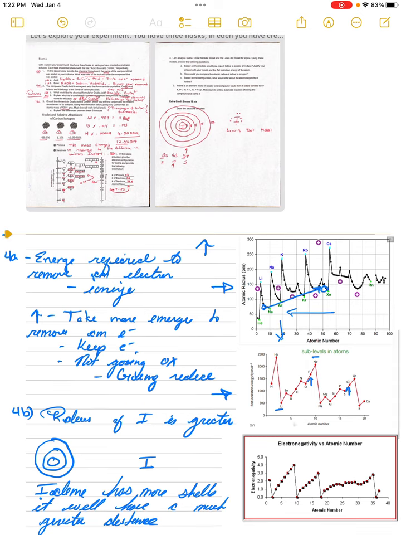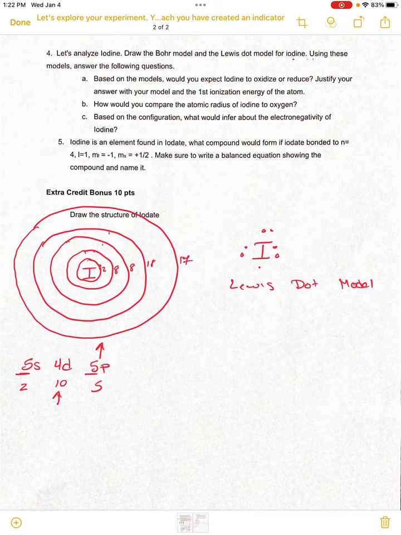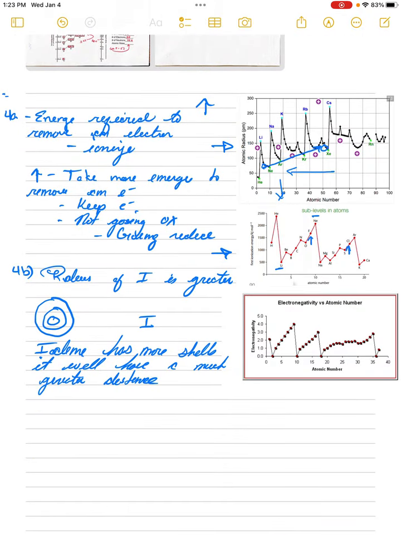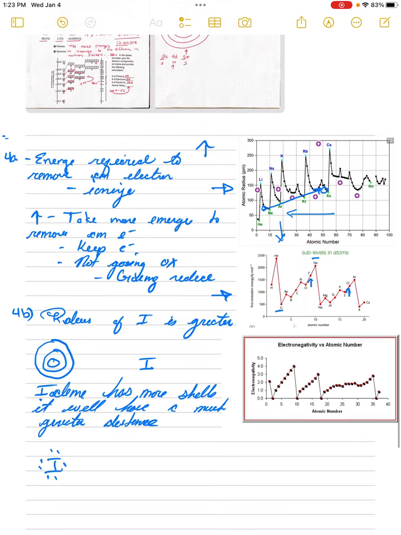The last question for this one says, based on the configuration, what would you infer about the electronegativity of iodine? In your definitions, you should have had the definition for electronegativity. To sum it up, electronegativity is the affinity to gain another electron, to attract unpaired electrons. If iodine has a high ionization energy and is going to reduce, then you can infer that its electronegativity would be greater.